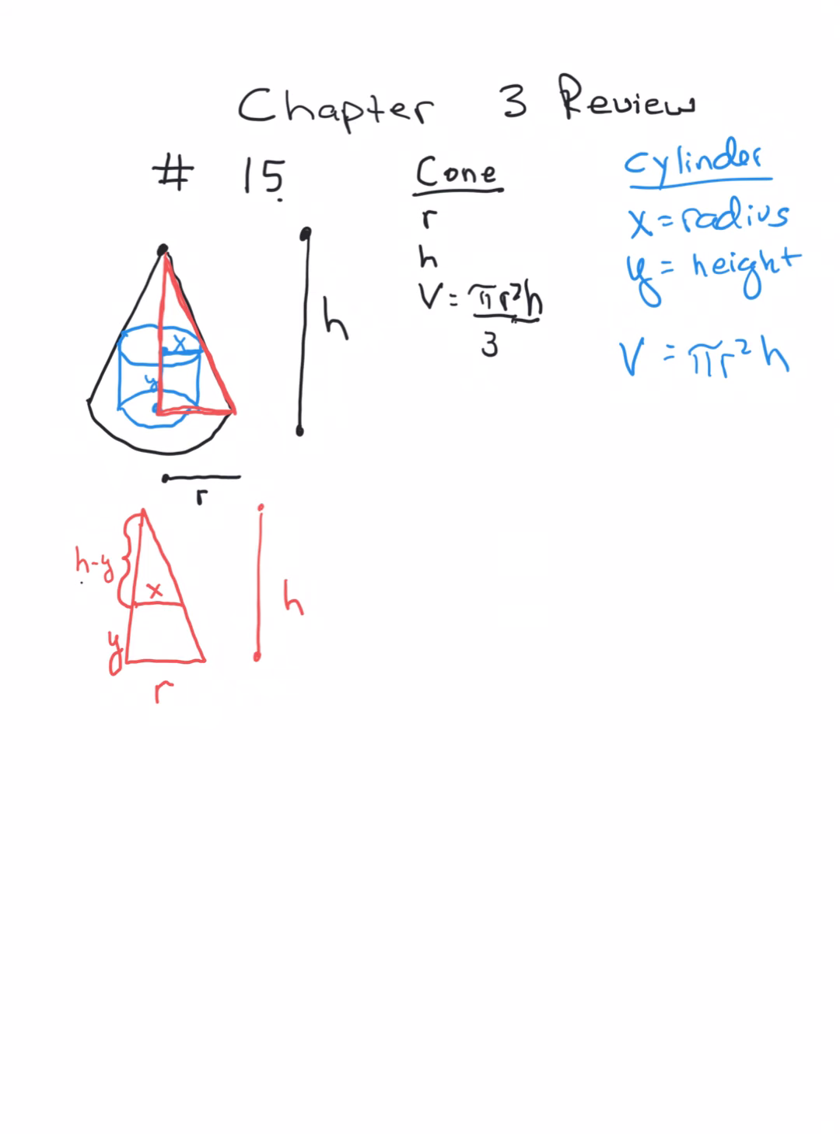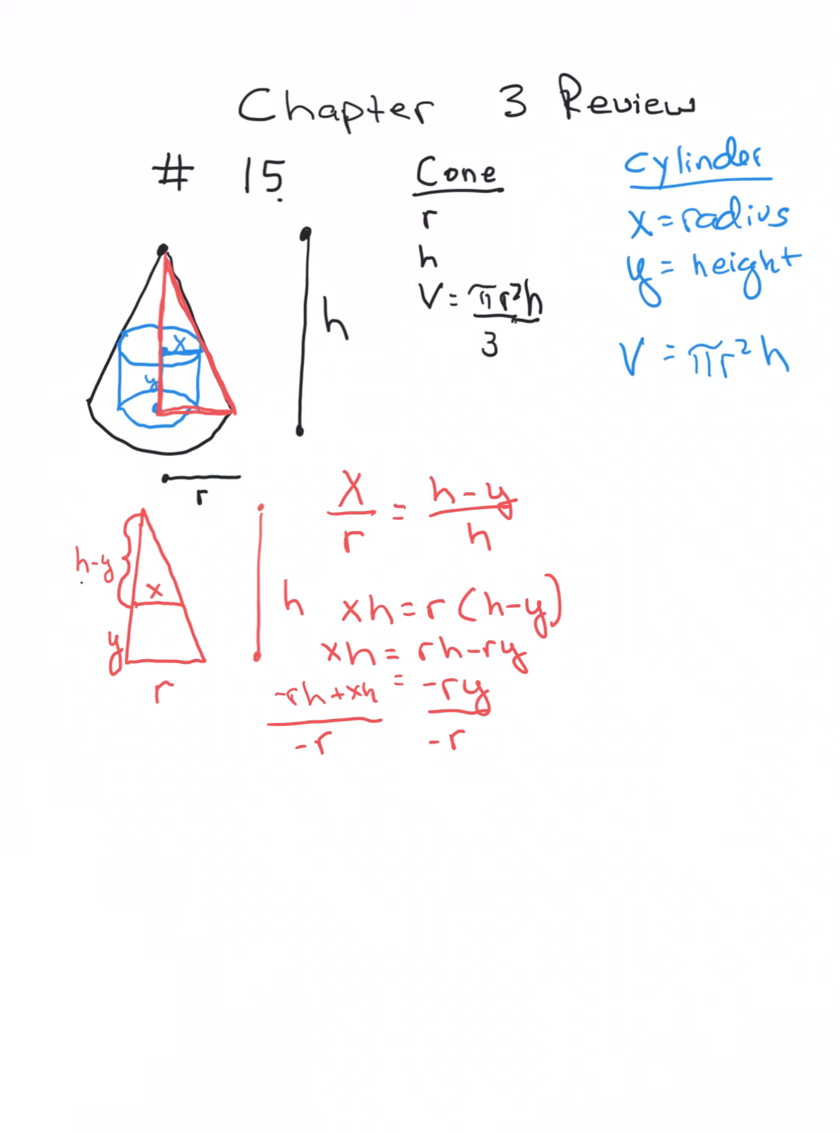Okay, from here we are going to use our similar triangles. So we're going to go radius is to radius as the height is to the height. Here we're going to cross multiply and isolate a variable. So I cross multiplied, I distributed, brought over the RH to the left side, divided both sides by negative R because I'm trying to isolate my Y. And so using similar triangles, I solved for just my Y variable here.